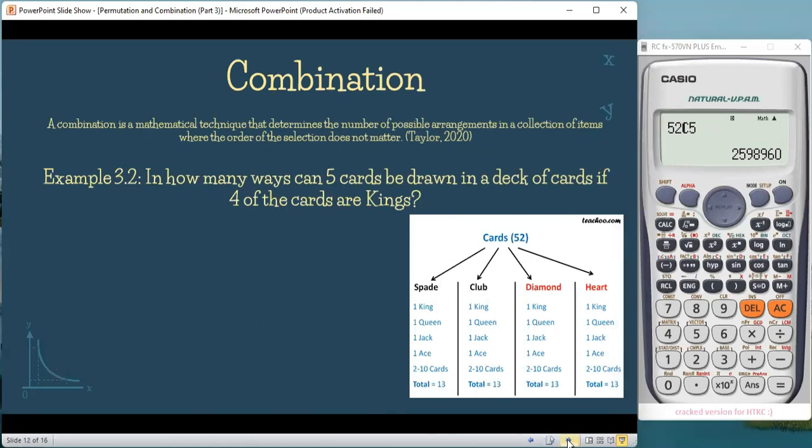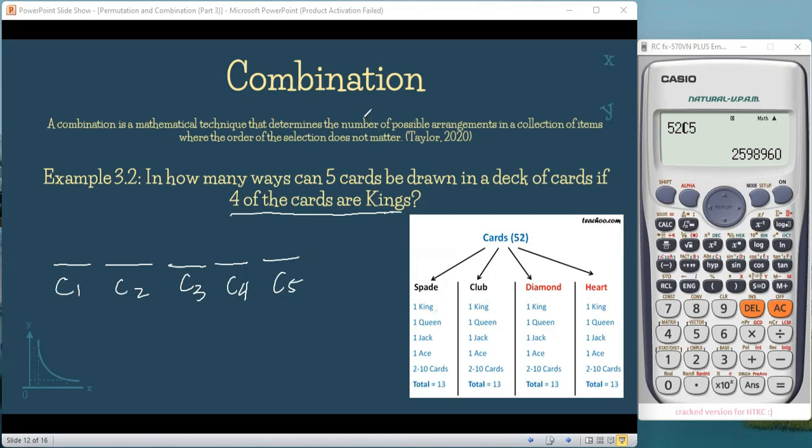So how about this one? In how many ways can 5 cards be drawn in a deck of cards if 4 of the cards are kings? This means this question has a restriction again. Among the 5 cards we will choose, how many combinations have 4 of them as kings? We need to visualize this. For example, we have 1, 2, 3, 4, 5: card 1, card 2, card 3, card 4, card 5.